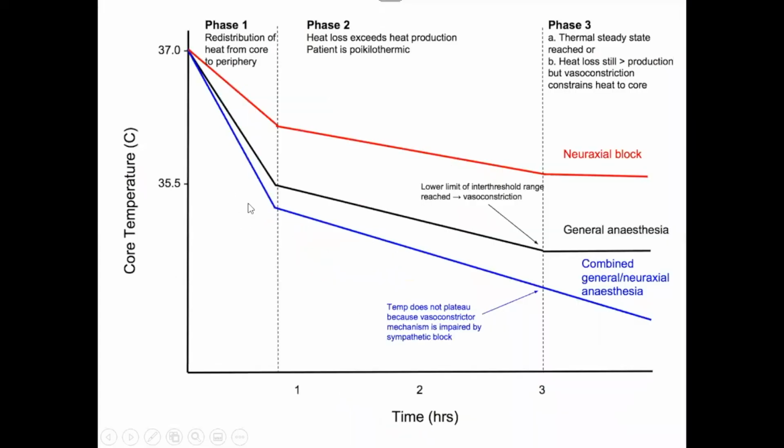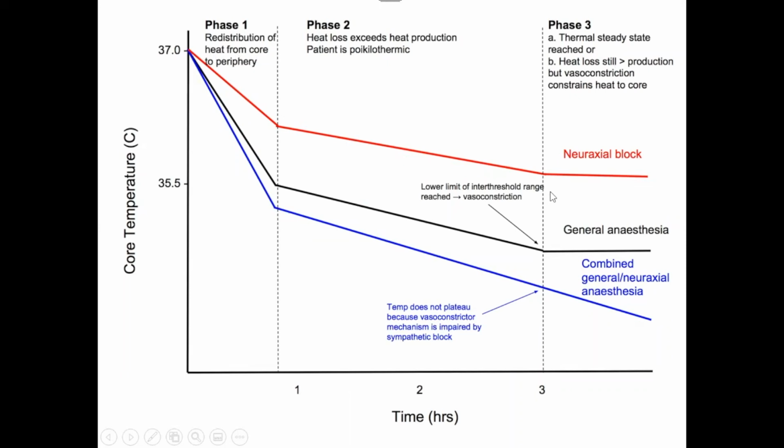Okay, next, comparison between general anesthesia, a neuroaxial block, and a combined general and neuroaxial anesthesia. In a patient who only has a neuroaxial block, meaning a spinal or epidural, you see the heat loss is much lower. Again, phase 1, phase 2, phase 3, you can all read as I mentioned.